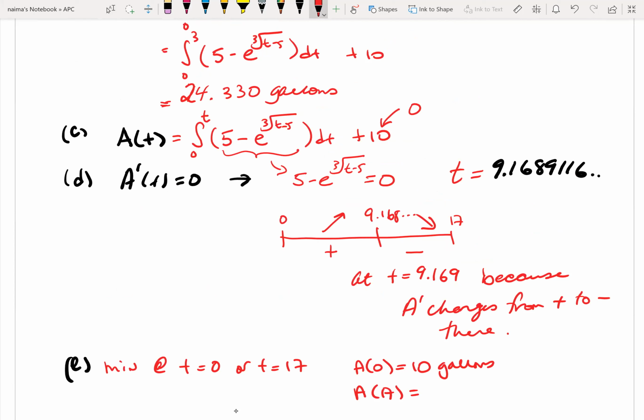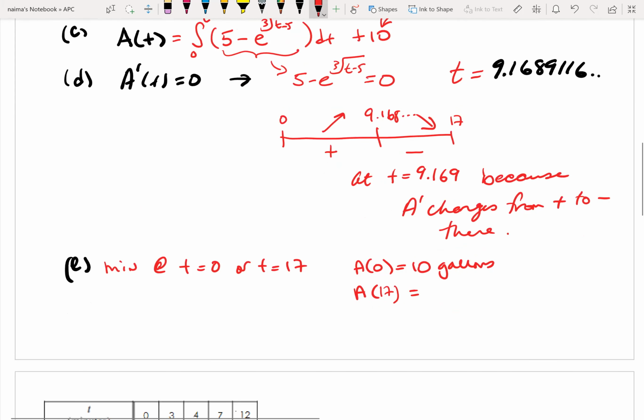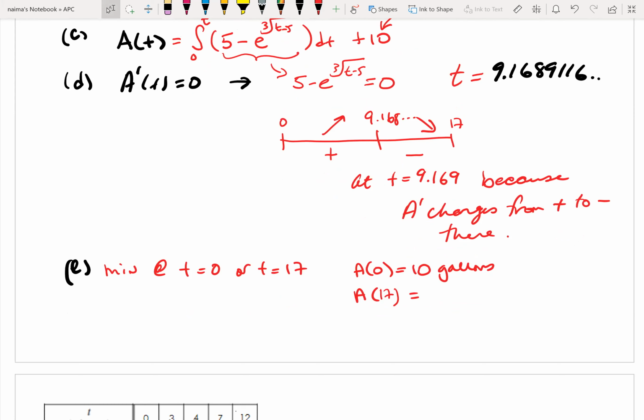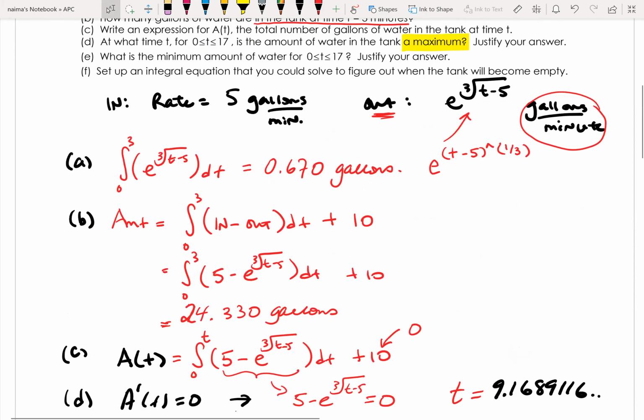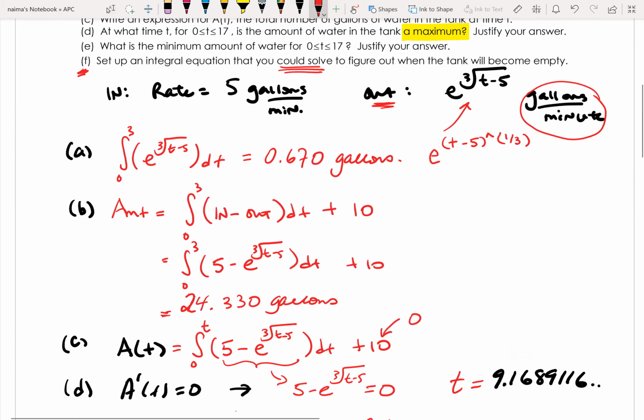So I'm going to calculate my integral right here from 0 to 17. My window is apparently not big enough because it didn't put 17 in. So I'm going to calculate my integral from 0 to 17 now that I've changed my window. That's a 17, by the way. It looks kind of like my A. And it's going to go from 0 to 17, and then of course the plus 10, right? So while my calculator is calculating, I'm already proofreading part F: set up an integral equation that you could solve to figure out when the tank will become empty.